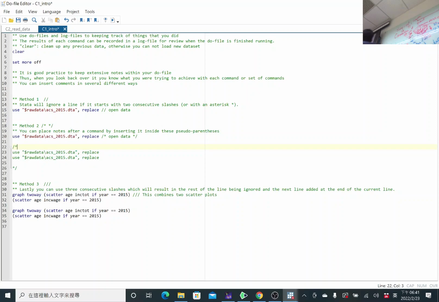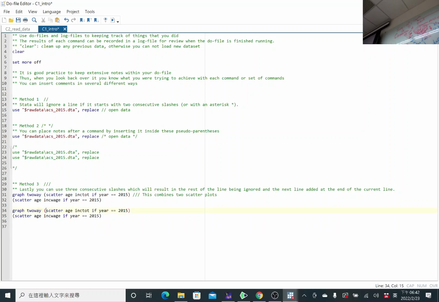And method 3 is three slashes. You can put three slashes, and it also knows it's a note. Another useful thing for three slashes is that it makes two lines belong to the same command line. Because sometimes you might have a very long command line, and you need to keep it in the same line, otherwise some error will happen. For example, actually these two are the same, they should be in the same command line.